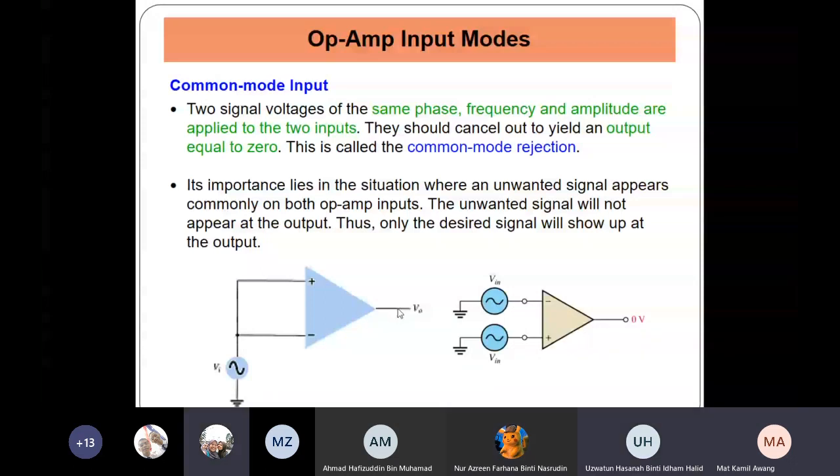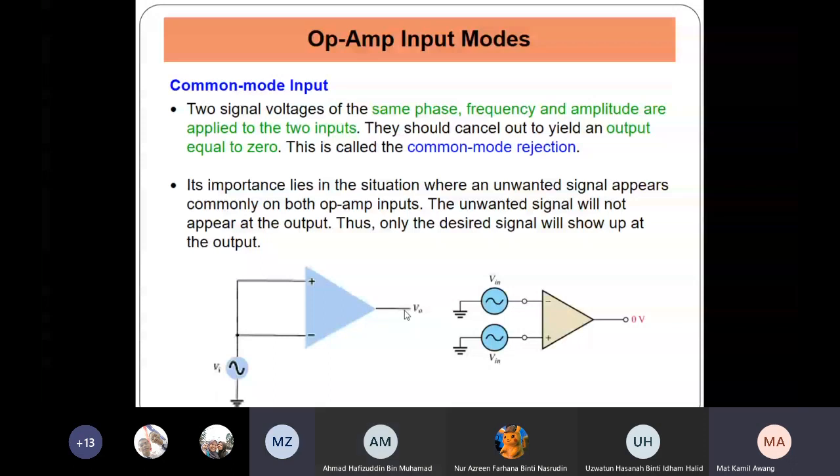So let's say this is 0.5. Here, minus 0.5, so this becomes plus 0.5. This one, the positive terminal, becomes negative 0.5. So what is the difference? 0. 0 multiplied by the gain becomes 0.